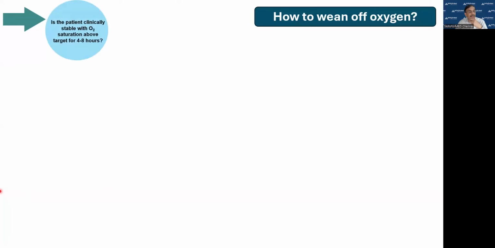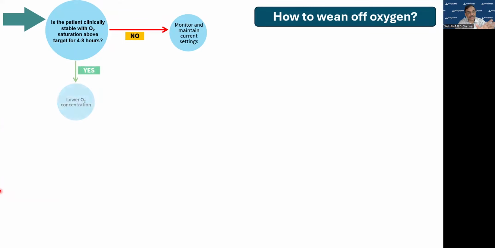Okay, so the first question to ask is, you'll have to ask some periodic questions. These questions are very important. So is the patient clinically stable with oxygen saturation above target for 4 to 8 hours? We know for type 1 it is greater than 94, type 2 it is 88 to 92. If the answer is no, then you monitor and maintain the current settings. That means the patient is not ready for weaning off.